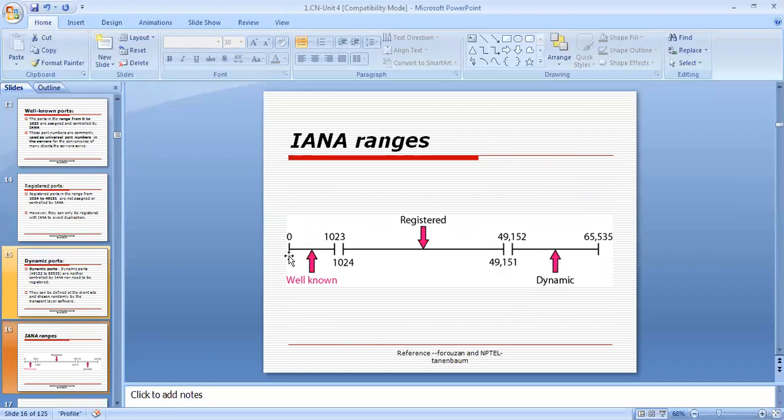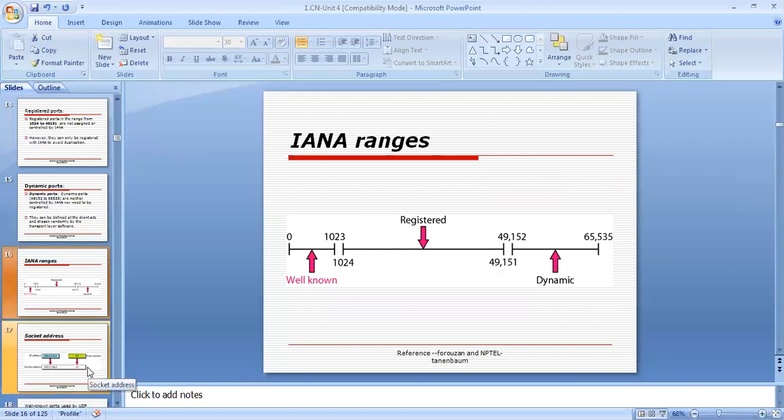So again I summarize: 0 to 1023 is the well-known port range, controlled by a particular authority called the IANA. 1024 to 49,151 is called the registered range, and the dynamic range means anybody can use it on their own machine, 49,152 to 65,535. In this fashion, our port addressing scheme, which is defined at the transport layer, is divided into three categories.